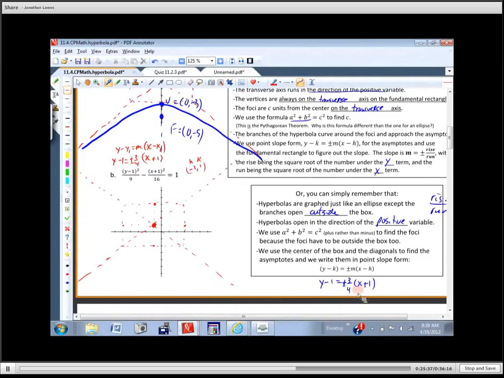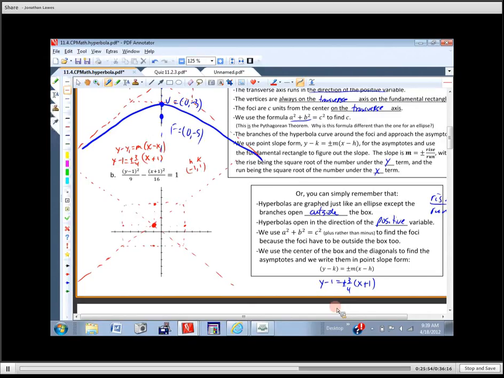Is that not the same thing we got by just looking at the expression right here? Square root of 9 is 3. That goes on the top. Square root of 16, that goes on the bottom. It's the same thing, isn't it? Okay, we got the hard part figured out.